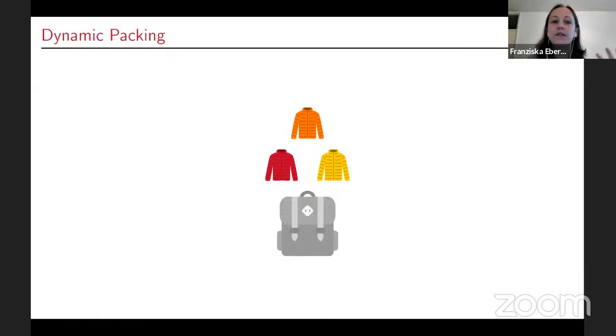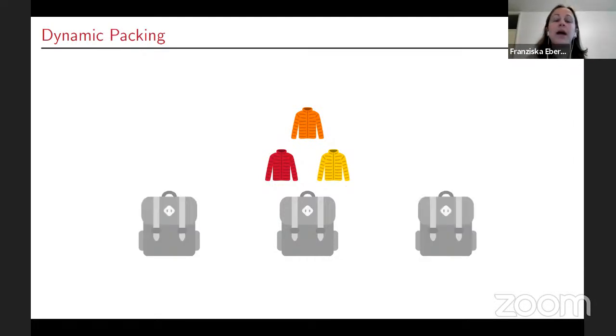And as you ponder these decisions, which jacket should I maybe bring, or which jacket should I not bring, you talk to a lot of friends about it. And now 2 friends even decide to come with you. And now you have 3 backpacks that you could possibly use to transport stuff in the mountains. So this is what we mean when we talk about dynamic packing problems. So the instance changes. Let's formalize this.